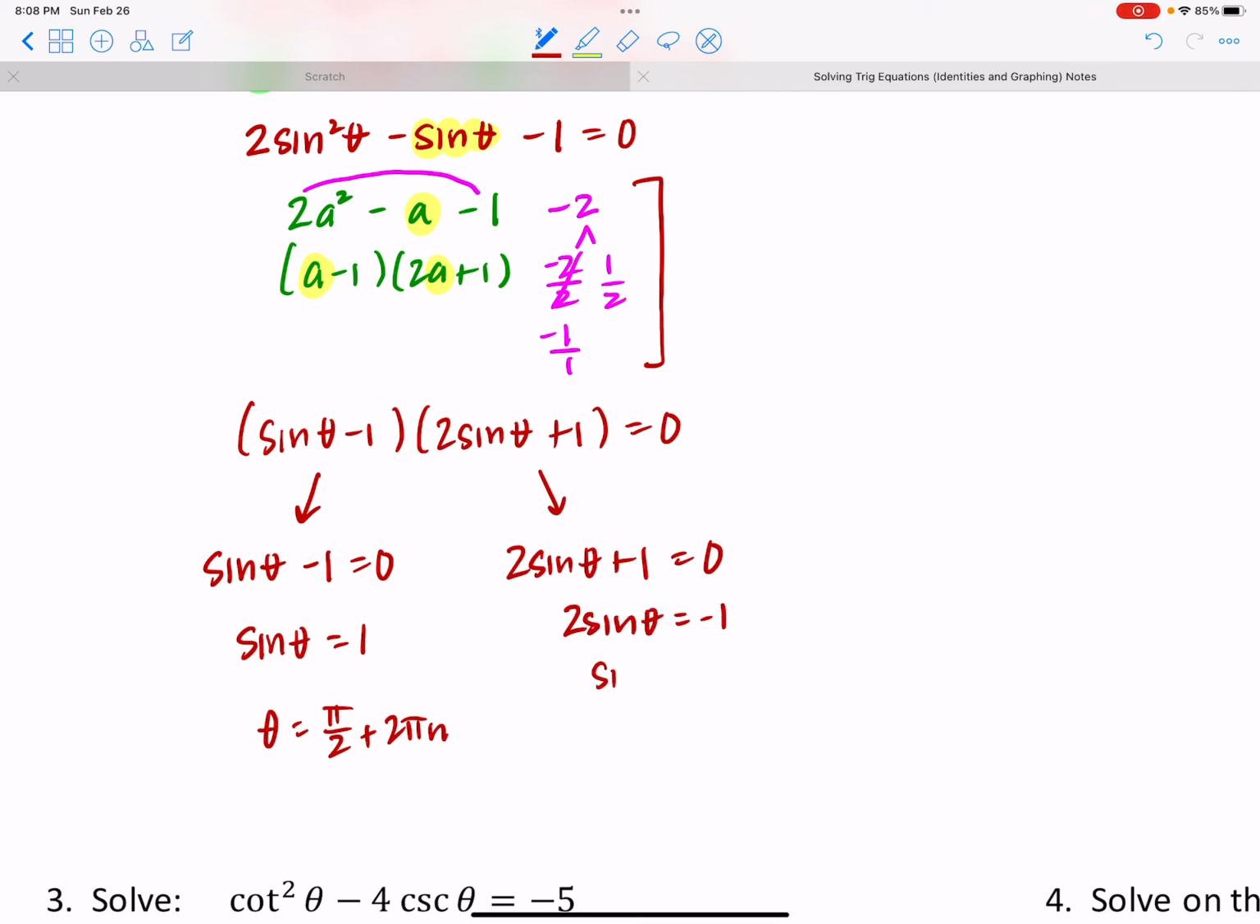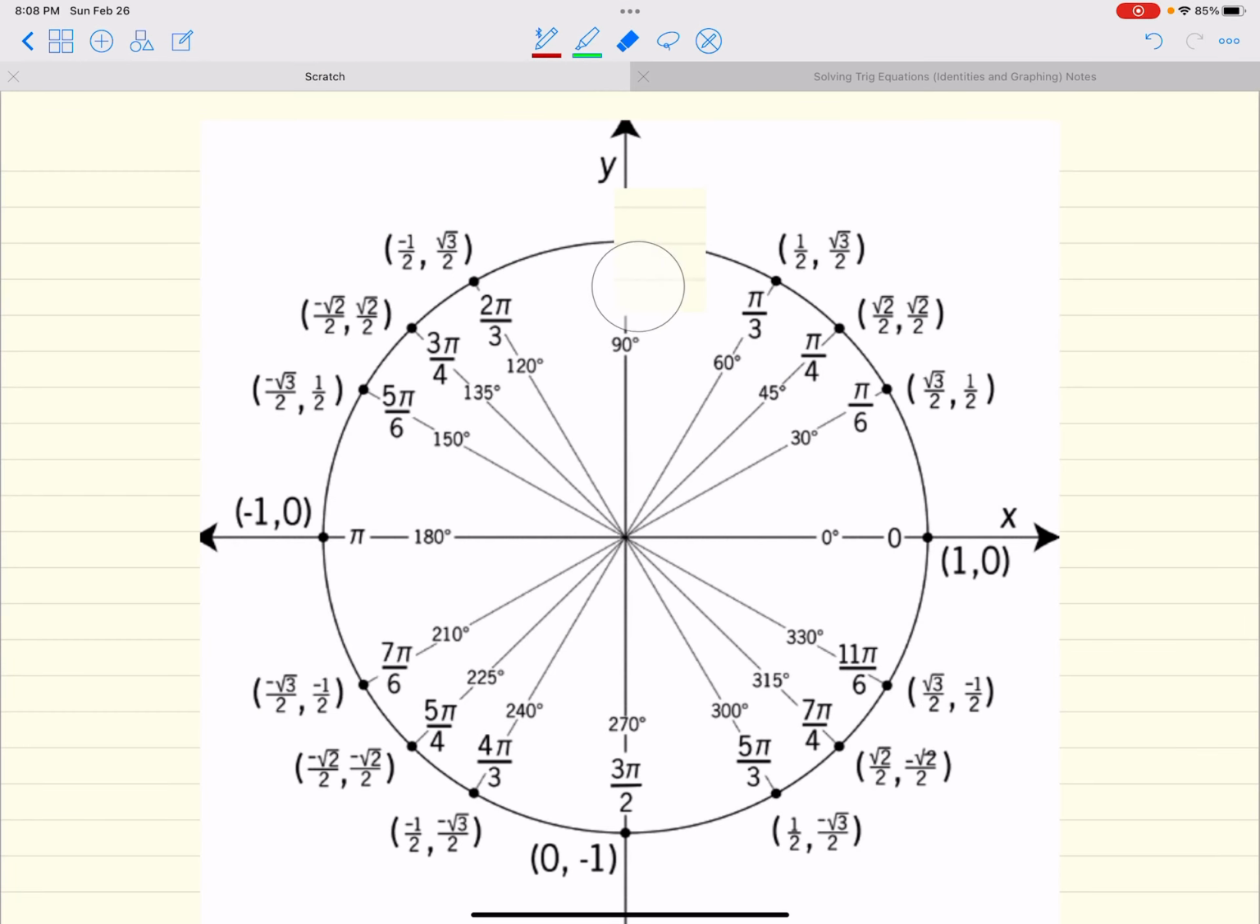And then over here, we're going to want to subtract over the 1 and then divide over the 2. So we're looking for where the sine of our angle is going to be equal to a negative 1/2. So again, back to our unit circle. Where do we have a sine value of negative 1/2? So sine, again, being our y value, negative 1/2 right there at 11 pi over 6, and negative 1/2 here at 7 pi over 6.